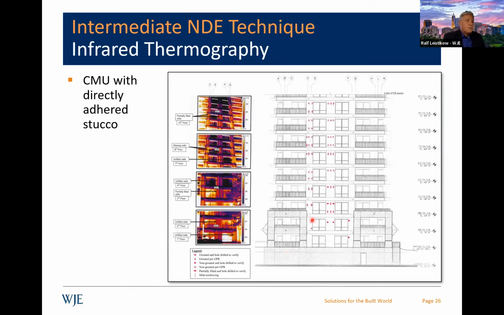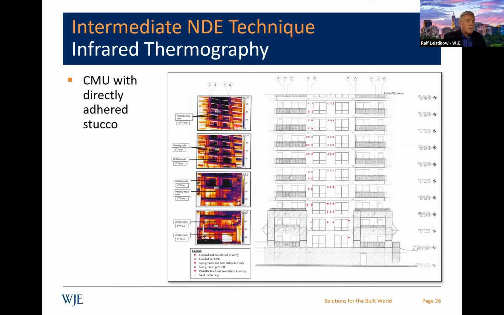This is an example. This is a project we worked on, a high-rise building that had concrete block with directly applied stucco on it. And you can see the darker areas. Those are actually grouted cells. And you can see here the discontinuities, right? You can see that some of the window jambs aren't grouted. You can see they stop and start. And these are supposed to be reinforced masonry CMU walls to resist potential high winds on the coast. So that was obviously an issue.